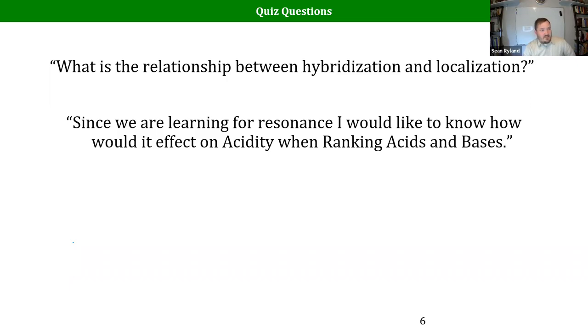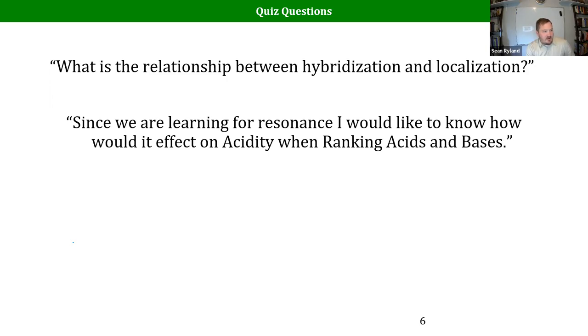Somebody specifically asked about the relationship between hybridization and localization, which we kind of just talked about. If it's a localized electron, if that lone pair is stuck in one place and can't resonate, it's an electron group, and that's going to affect your geometry and your hybridization. But if it's delocalized, we treat it like it's a pi bond, because you have to have an unhybridized p orbital in order for those electrons to be able to move around to overlap with the pi orbitals next to them.